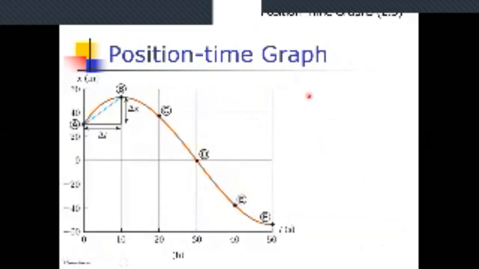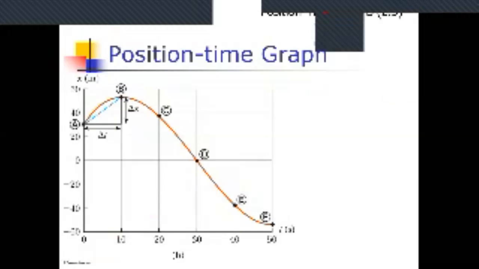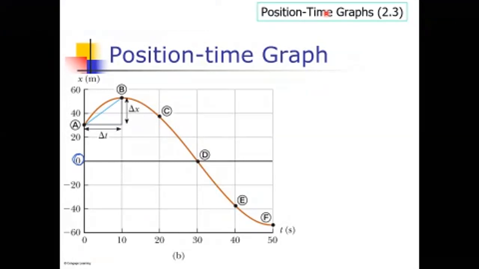So let's practice analyzing. Here's an example of a position time graph. Here we have time along the x-axis and position along the y-axis. Let's make sure you understand what we have here. This is the arbitrary point we've designated as the origin.